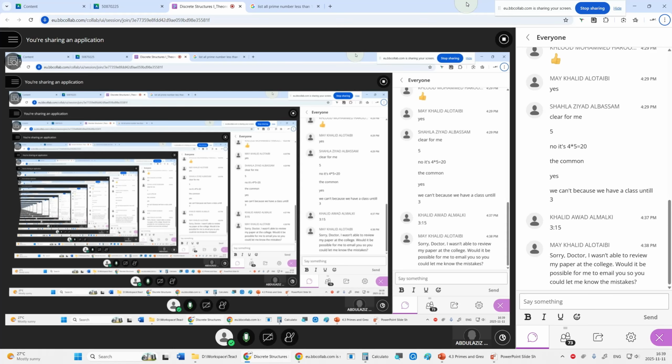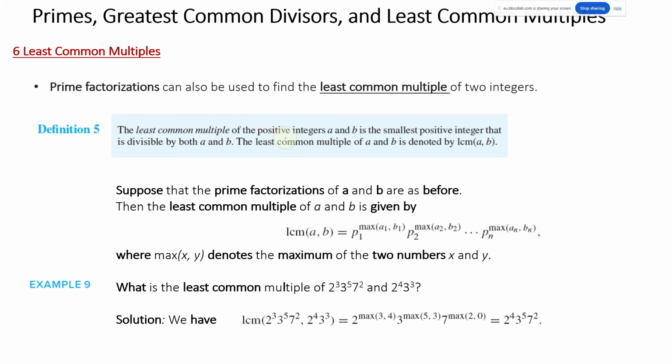Now, similar to the greatest common divisor, now this is the least common multiple. So the least common multiple is a positive integer that is, if we have 2 positive integers, a and b, the smallest possible one that can be divided by both a and b. And now we're looking for the least and not the greatest, so that's what we're going to be looking at.